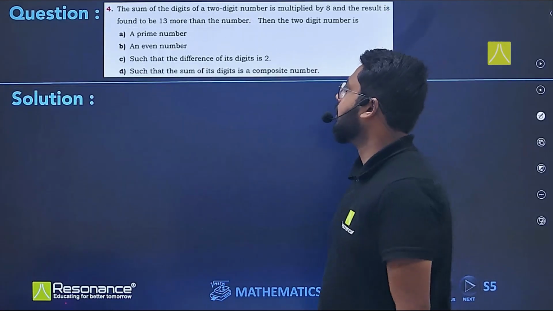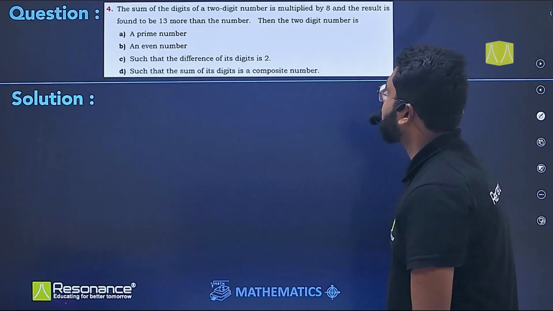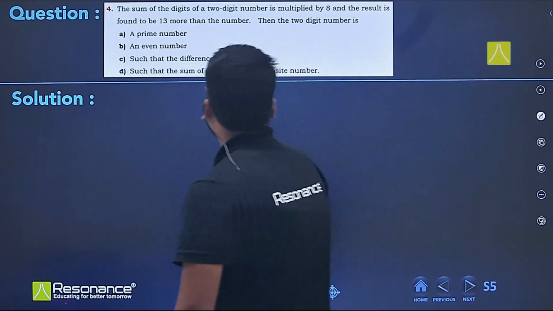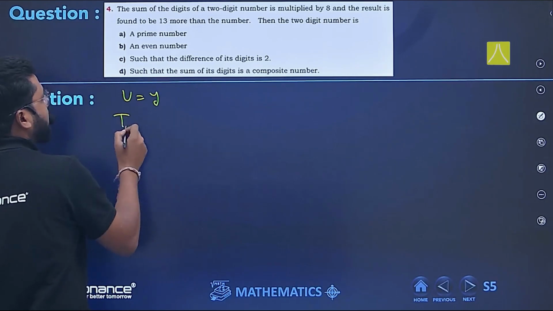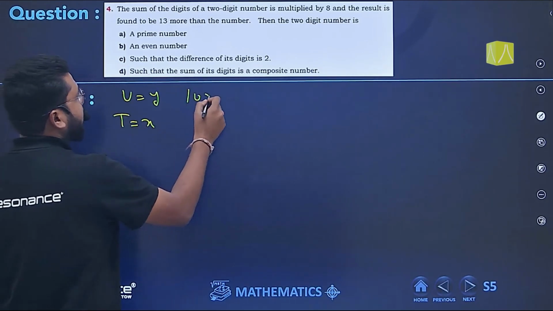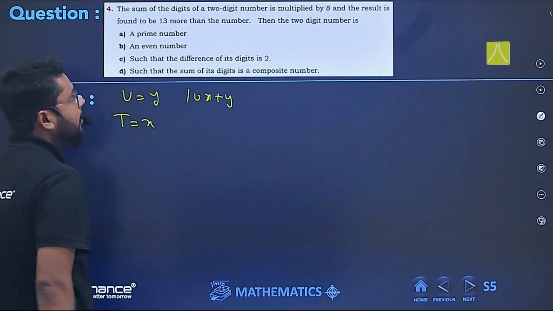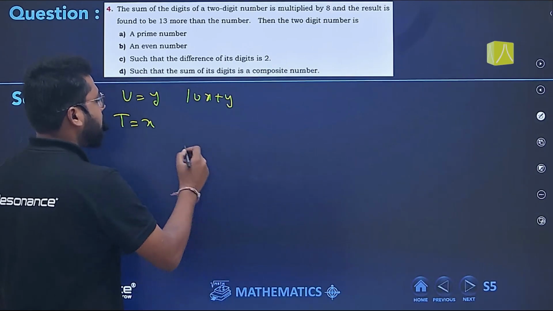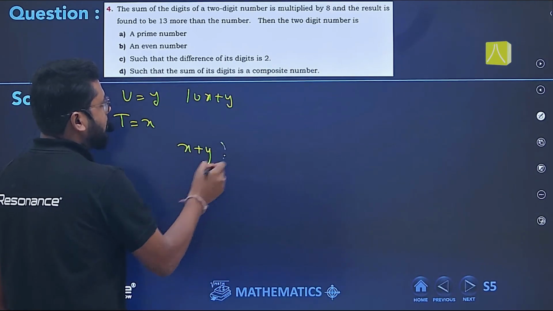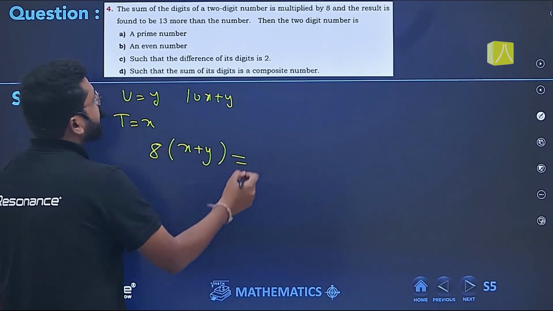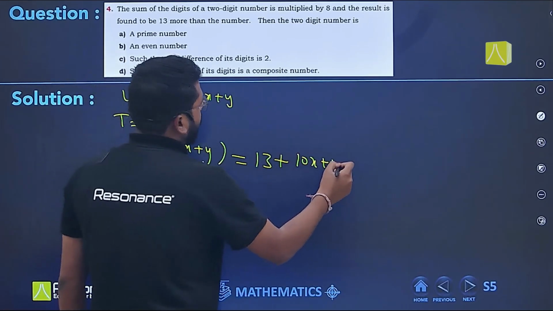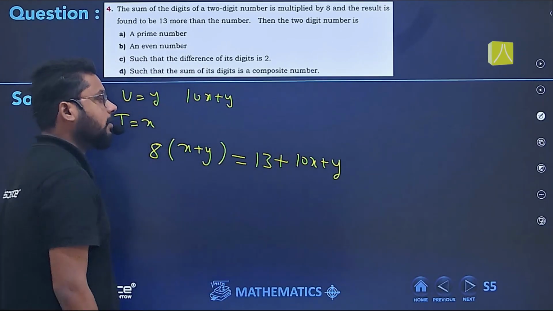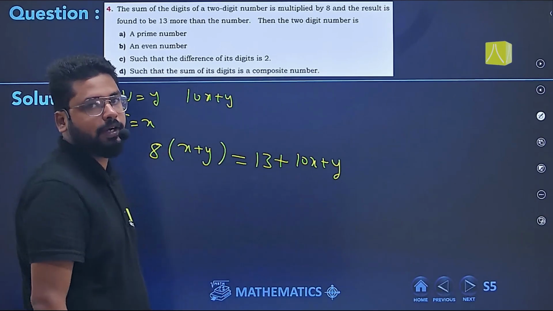Now the fourth question is, the sum of digits of a 2-digit number is multiplied by 8. Let at unit place it is y and tens place it is x. So number will be 10x plus y. The sum of the digits, this means x plus y, is multiplied by 8, and the result is found to be 13 more than the original number. This means original number is lesser than this multiplication part, so we added 13 to that side.